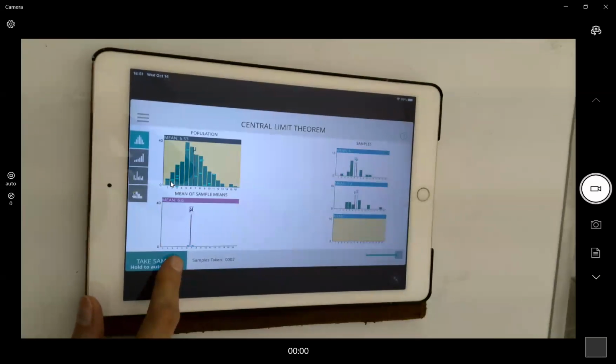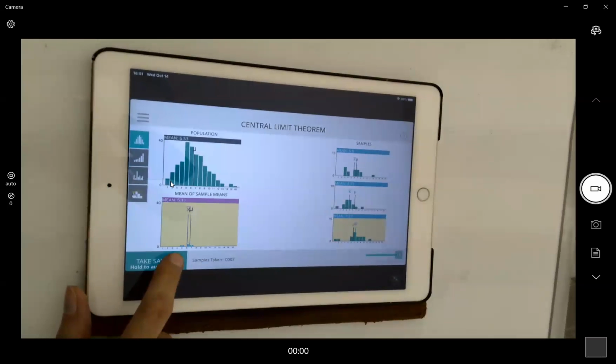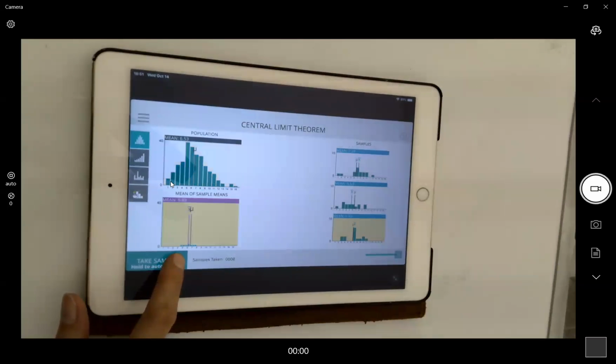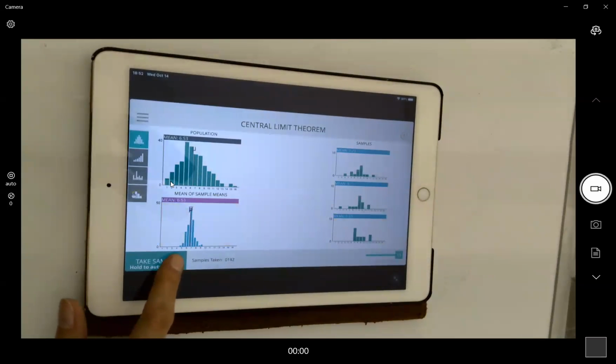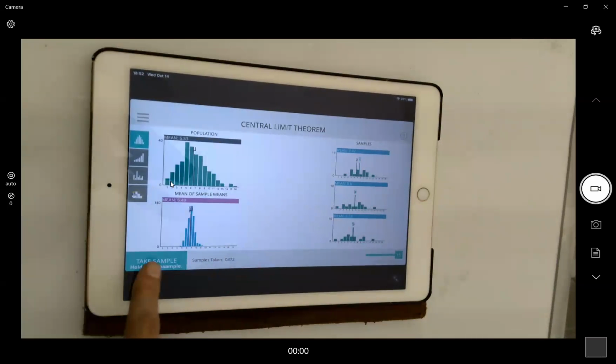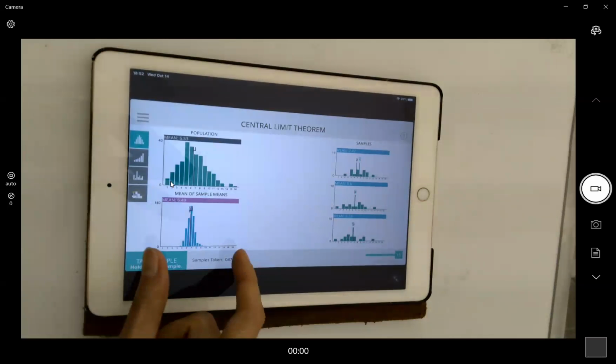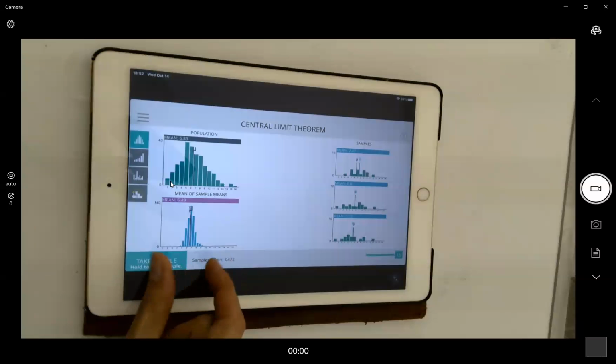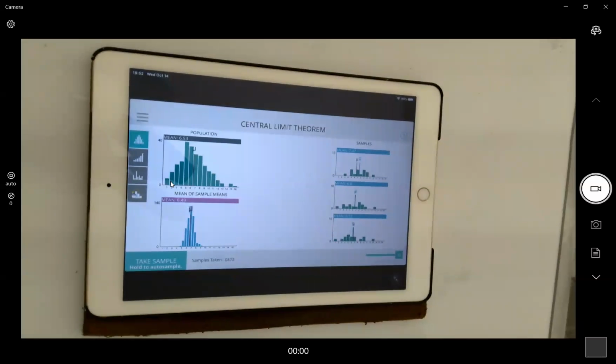Samples taken, 1, 2, just keep repeating this process. Samples taken is 4, 5, 6, 7, and we're just going to keep repeating this process. And we are creating a new distribution. This new distribution is about the means of your samples. So you are taking samples from this population and finding the means and you graph them. As you can see, this new distribution is thinner than the first, original distribution.